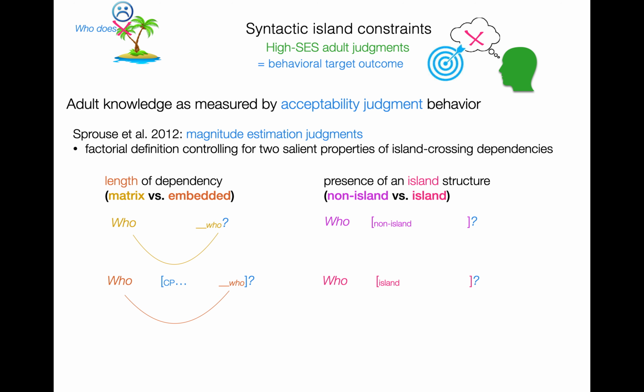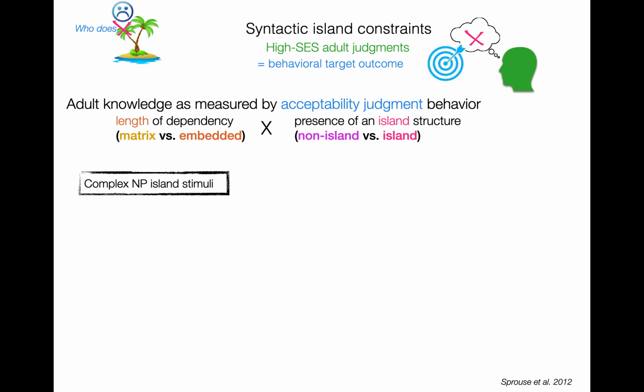And the second property is the presence or absence of an island structure just in the question itself. So you can have a non-island structure, typically a complementizer phrase of some kind, or an island structure, right? And you can just have these whether or not the dependency is matrix or embedded. So it's the second factor. And you cross these two to get four different types of stimuli, right, for each of our four island types. So let me just show you how this works.